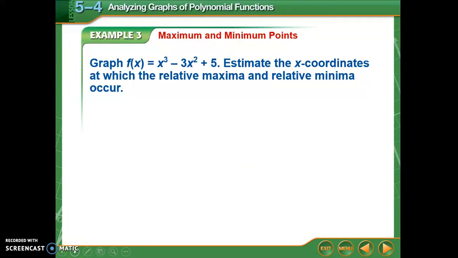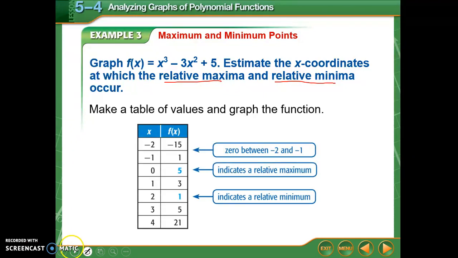So let's take a look at example 3. We're going to make this graph, and we're going to estimate the x-coordinates where the relative maxima and relative minima occur. So we're going to use the same strategy of making a table of values. Here they have the table of values that you can fill in on your notes.